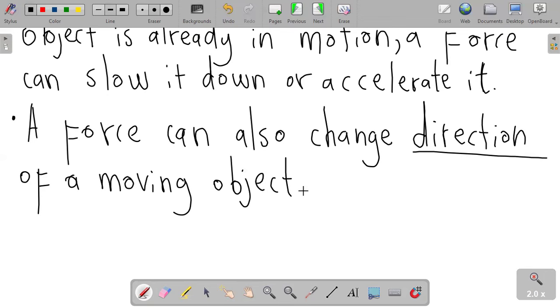Okay. So the last one, the last effect here that talks about direction, the object should be in motion already. So it's not applicable to objects that are stationary. Okay. So if an object is stationary, the last effect does not take place.